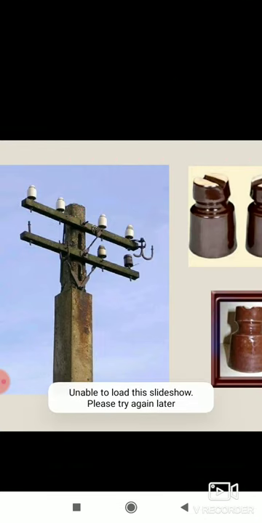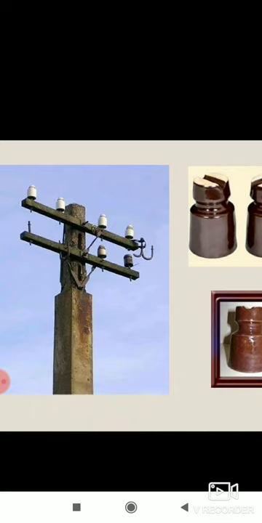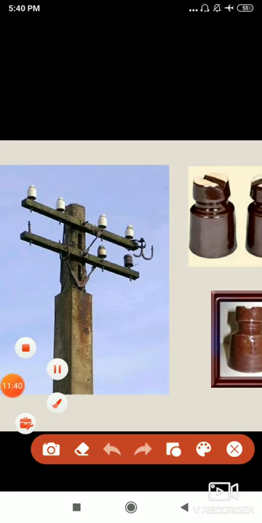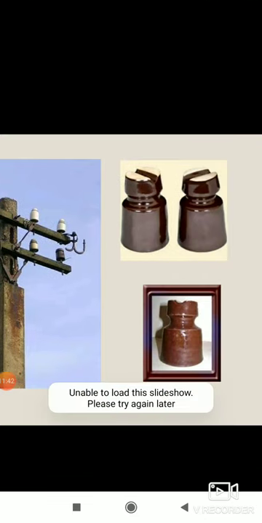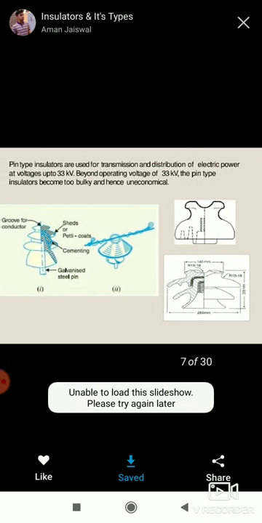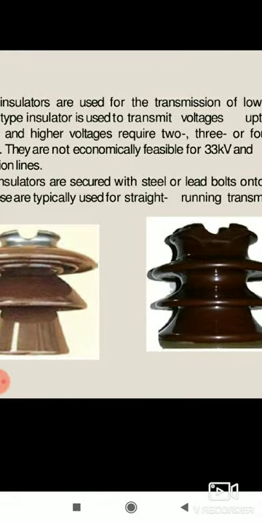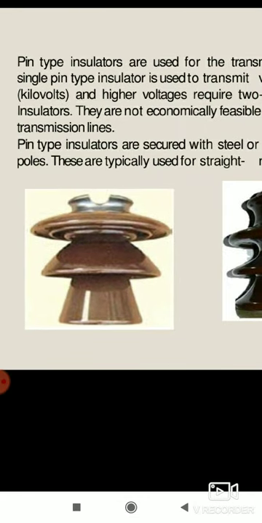All right, so you place a pin type insulator, but if you place a pin type insulator, there will be a chance of insulation failure, right? I'll explain with these examples. There will be a chance of insulation failure. So you have to design your insulator to avoid that failure. We'll discuss here how you can treat it.